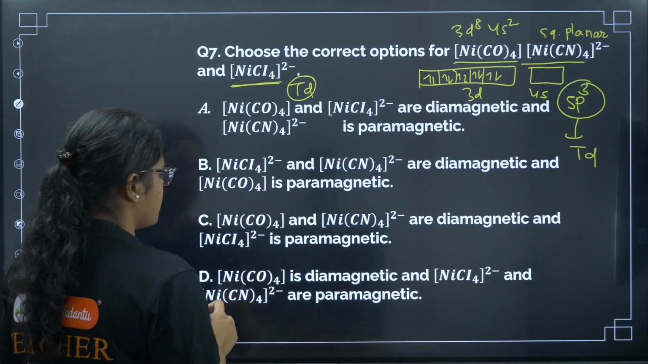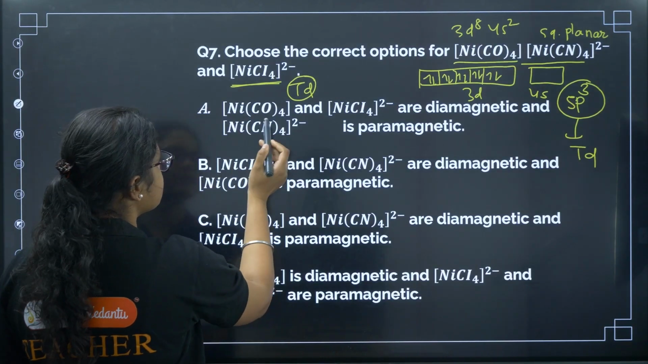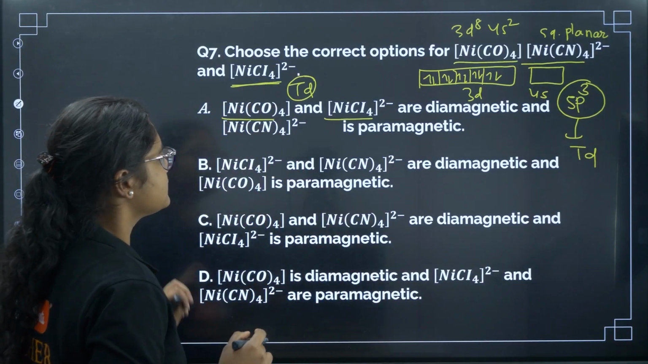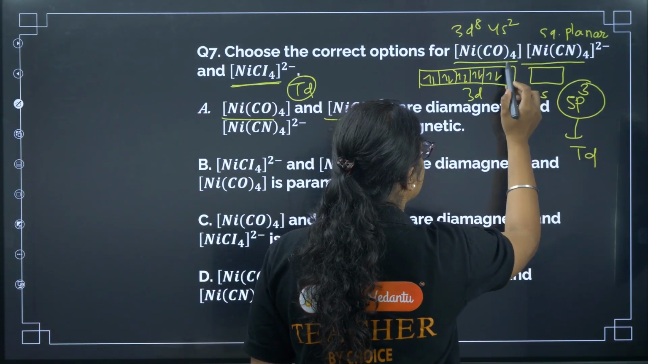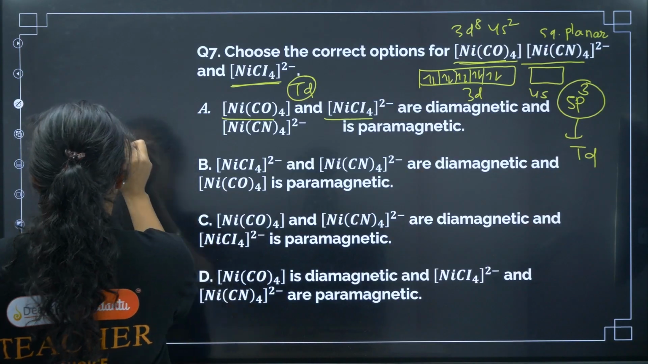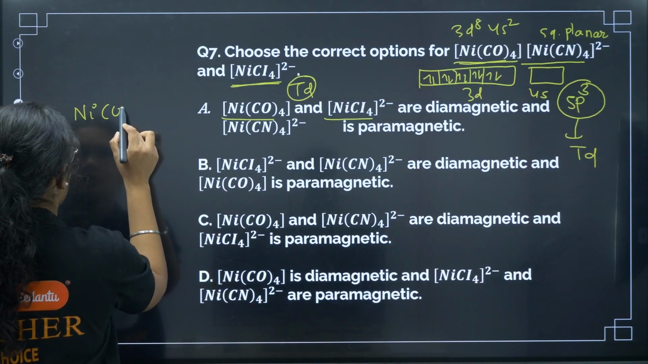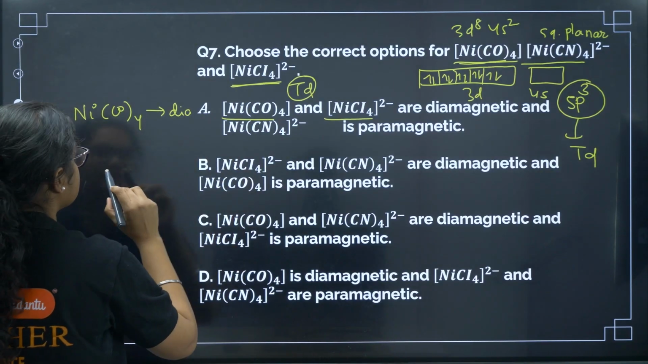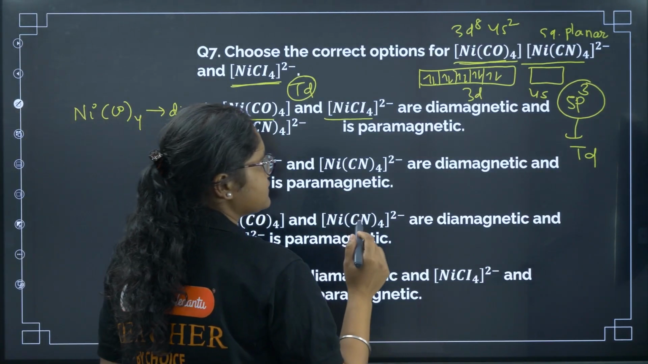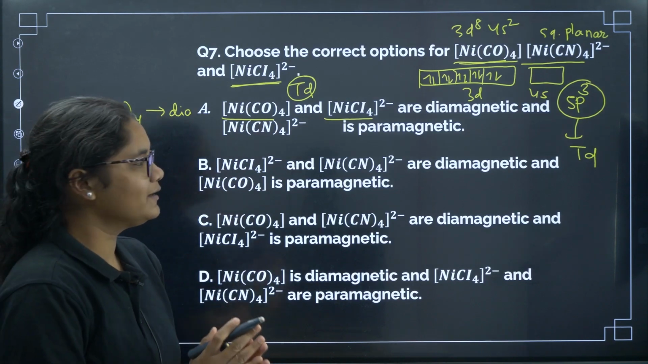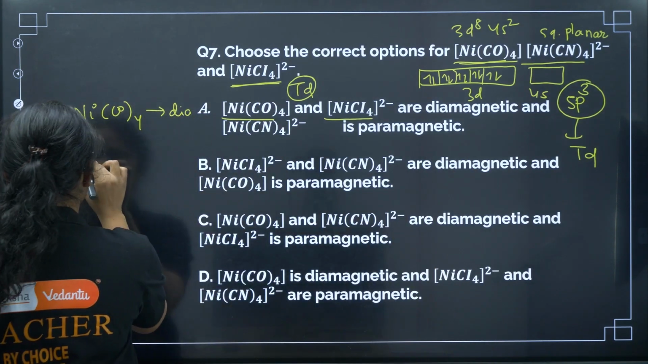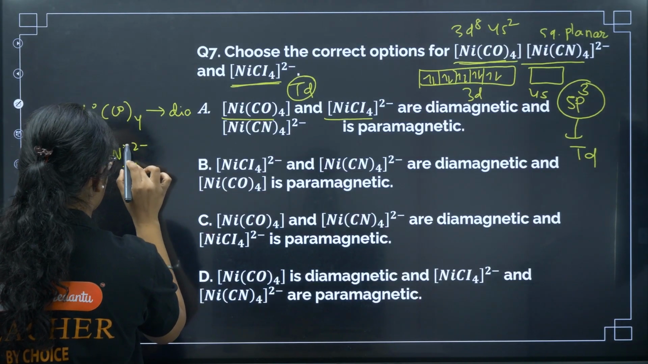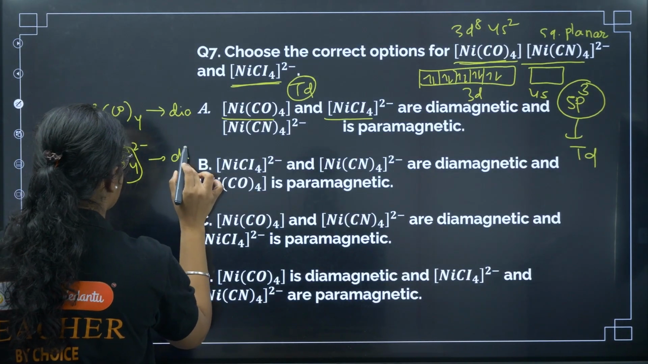So if you see the first option, Ni(CO)4 and [NiCl4]2- are diamagnetic, okay? So let us check. Diamagnetic means there are no unpaired electrons, right? In Ni(CO)4, there is no unpaired electron, so it is diamagnetic. Now if you check [Ni(CN)4]2-, it is +2 oxidation state, 3d8. There also there is no unpaired electron. It is a strong field ligand, so pairing of electrons will take place.